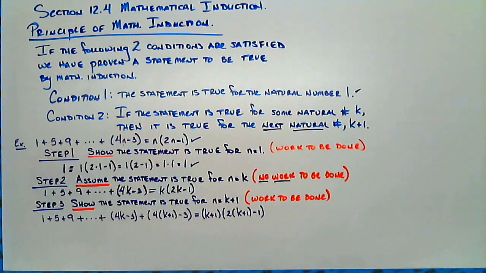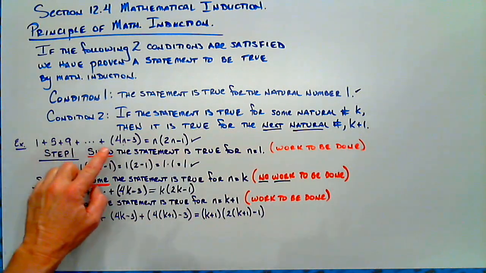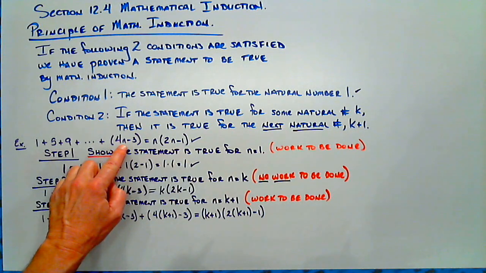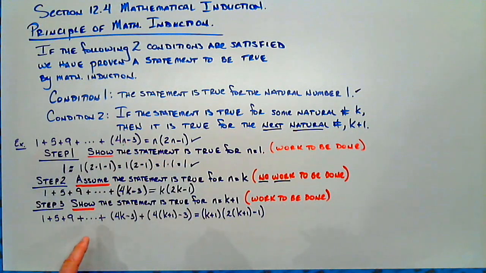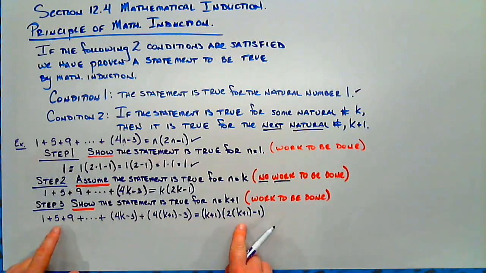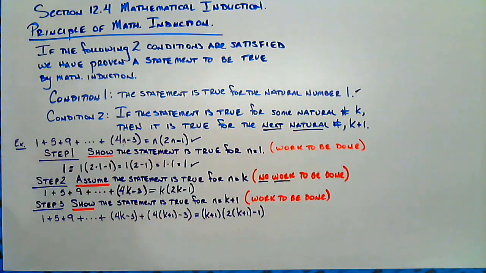So we have literally plugged k plus 1 in on the left side, and we've plugged k plus 1 in on the right side, and our job is to show these two things are equal. Now, right now, when you look at it, it doesn't look like that's going to happen, does it? I mean, how are we going to show these two things are equal?